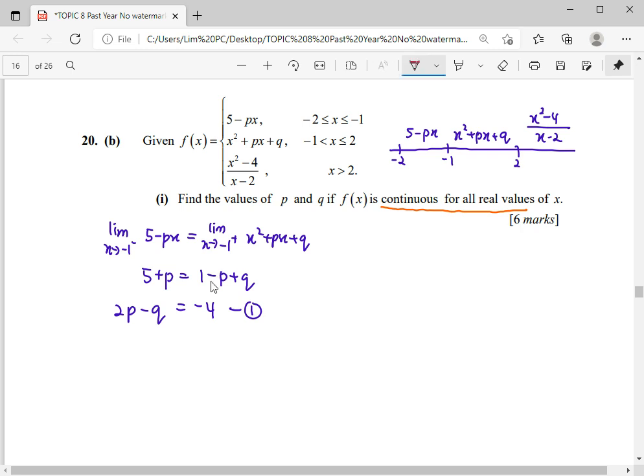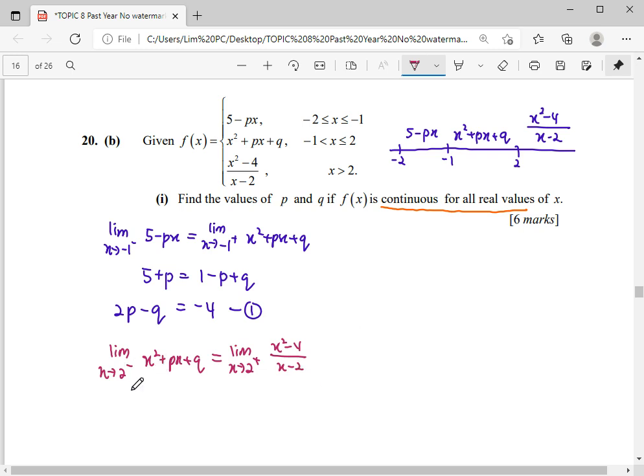Then we continue with the other part, x equals 2, where the function changes. The limit as x approaches 2 from the left-hand side, x squared plus px plus q, must equal the limit as x approaches 2 from the right-hand side, which is x squared minus 4 over x minus 2. Can we substitute our value of 2? This one is definitely okay on the left, but on the right it is an IDF: 4 minus 4 is 0, 2 minus 2 is 0. So we have to simplify our IDF function.